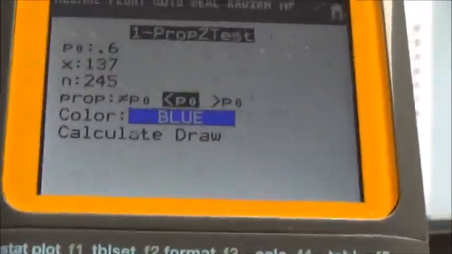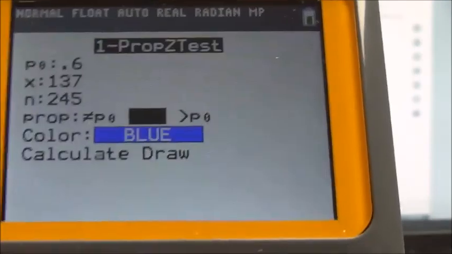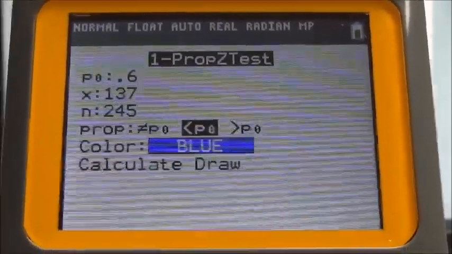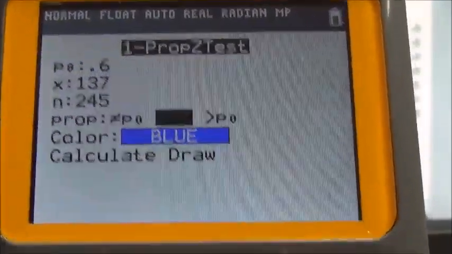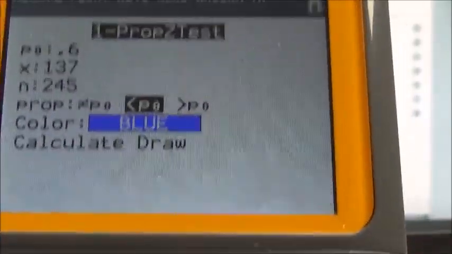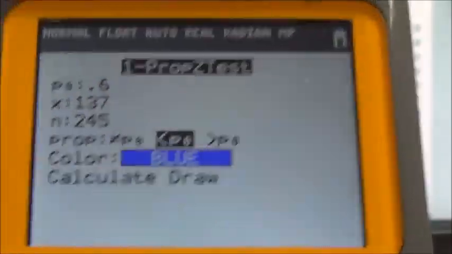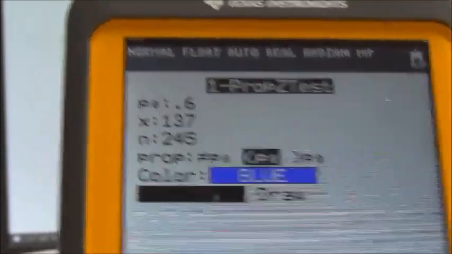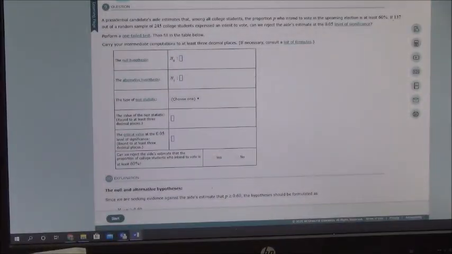When I'm doing my comparison, my alternative hypothesis is going to be less than, since my null hypothesis was the greater than or equal to. So I'm going to pick the less than. Again, I'm not going to do the calculate. I'm going to let you calculate that and then decide the answers to the rest of the questions. What's my test statistic? What's my p-value? Is it a left-tail test, a right-tail test, or a two-tail test?